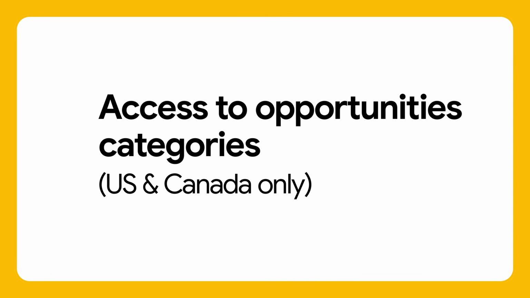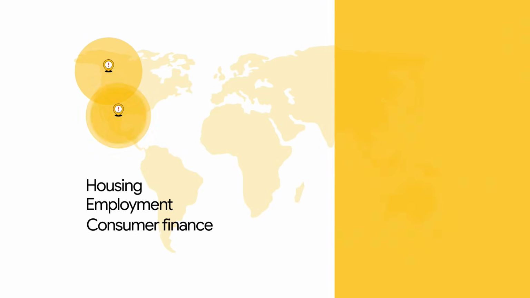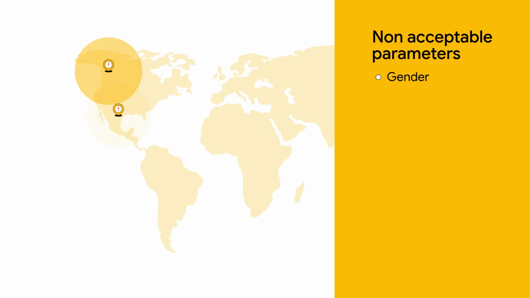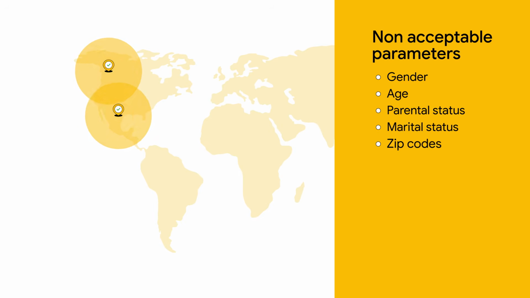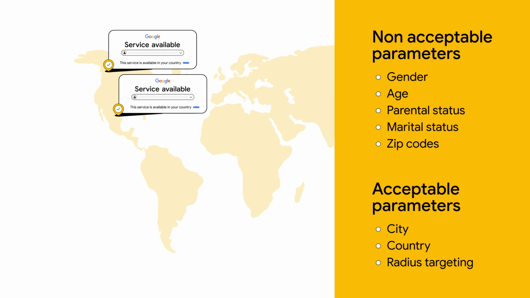Access to opportunities categories, US and Canada only. If you are targeting the US or Canada for housing, employment, or consumer finance, you cannot target based on gender, age, parental status, marital status, or zip codes. However, you can target geographic locations using city, country, or radius targeting, provided the radius is at least 1 kilometer.